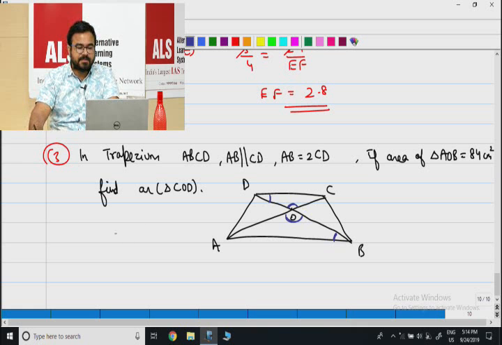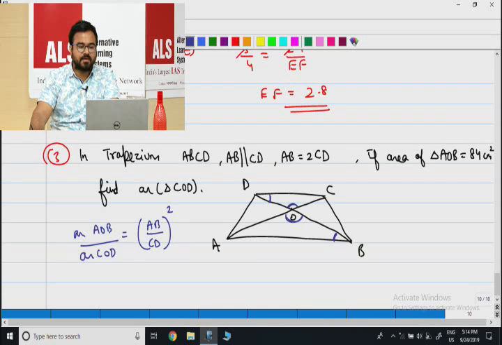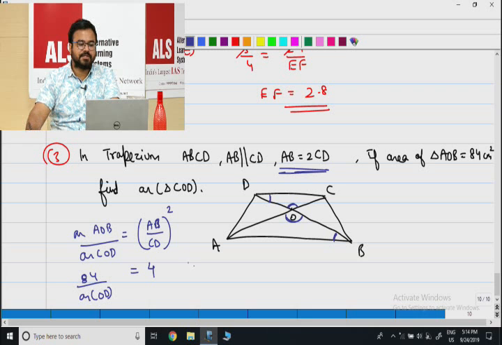So if these two triangles are similar, area of AOB divided by area of COD is equal to the square of the ratio of corresponding sides. Corresponding sides are AB and CD. So AB over CD whole square. From the given condition, AB over CD is nothing but 2. So 2 square is 4. Area of AOB is 84. 84 divided by area of COD is equal to 4. So area of COD is equal to 21. That's it.